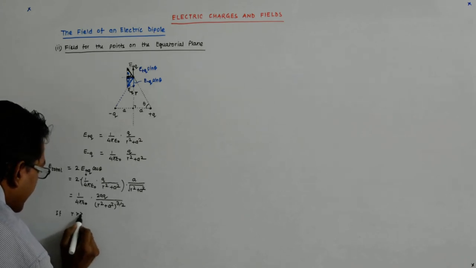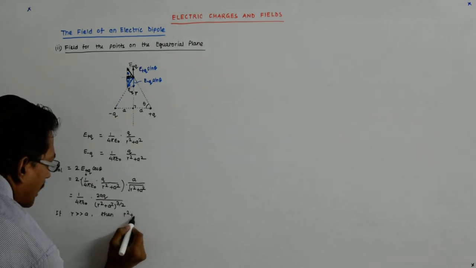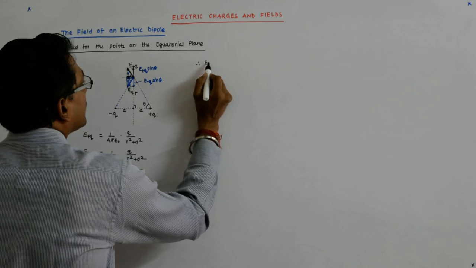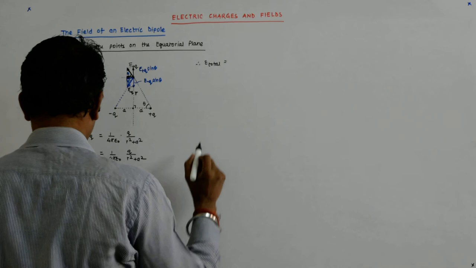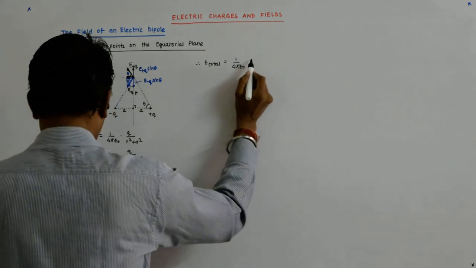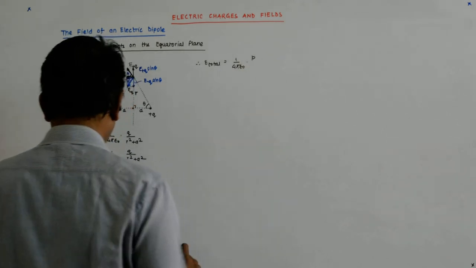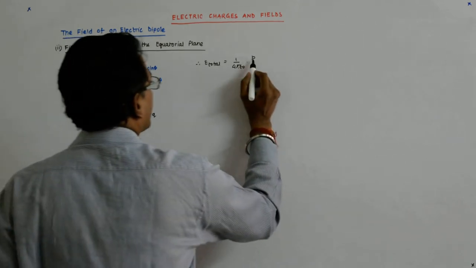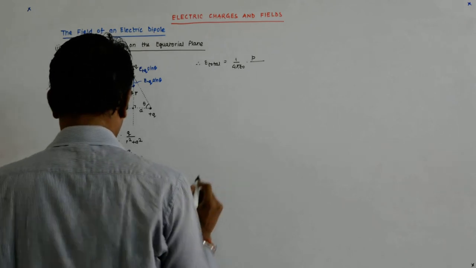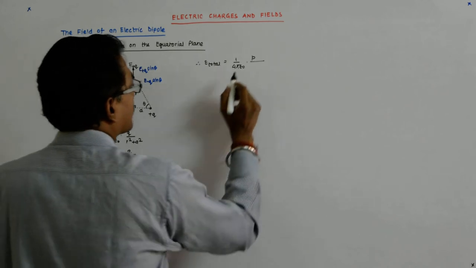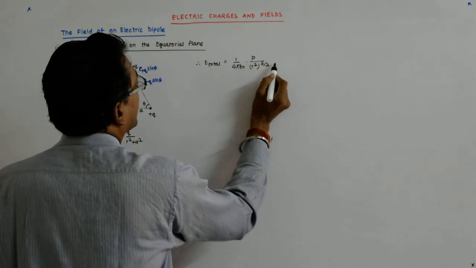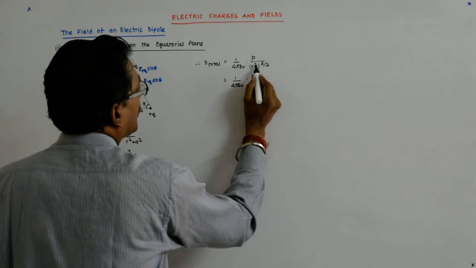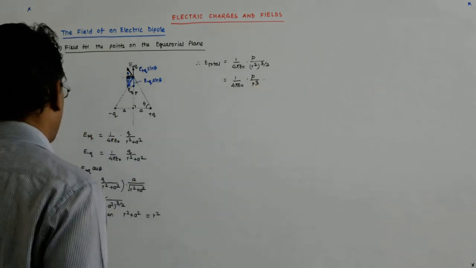Now, if r is very, very greater than a, then r square plus a square becomes approximately equal to r square. Therefore, E total is equal to 1 upon 4 pi epsilon naught into 2aq, for that I write P. So I write also 2aq is equal to P, into P upon, we have agreed to substitute it by r square. So r square to the power 3 by 2. So that is 1 upon 4 pi epsilon naught into p upon r cube, right?